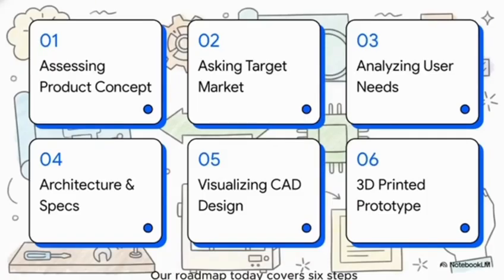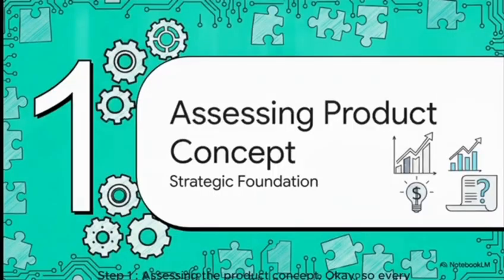Our roadmap today covers 6 steps: assessing the product concept, asking the target market, analyzing user needs, architecture and specifications, visualizing the CAD design, and finally, the 3D printed prototype. Let's dive right in. Step 1.